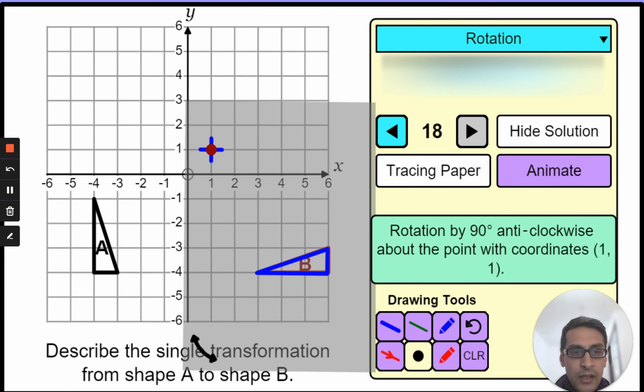Okay, so that's basically covered all of rotations for the main bit, and we're going to continue transformations in the remaining parts of the video.